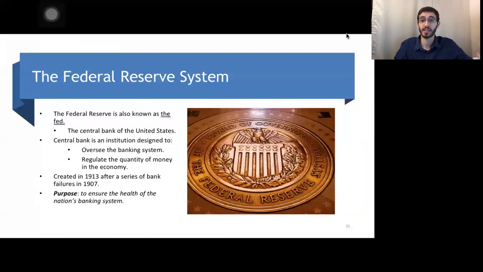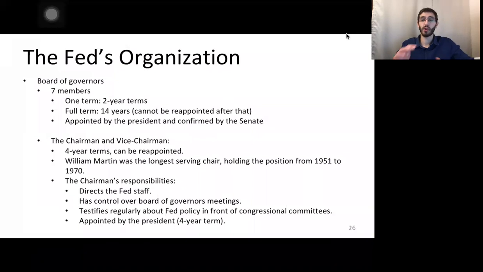Okay, so the Federal Reserve System allows the Federal Reserve, the US Central Bank, to oversee it and try to help those banks to stay healthy even during financial crisis and things like that. So it's trying to guarantee the health of the financial system to make sure everything is working properly. Okay, so how is the Fed organized?